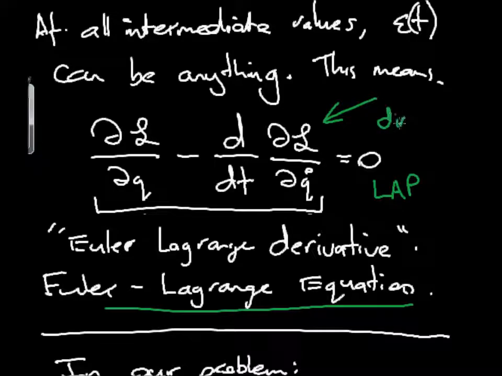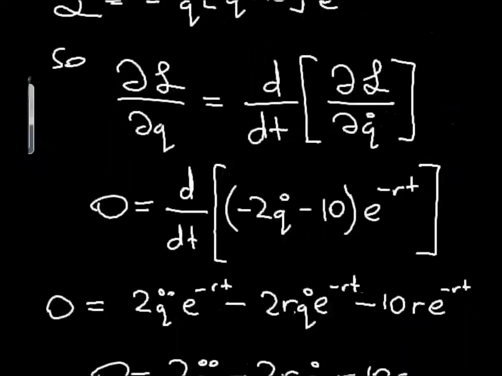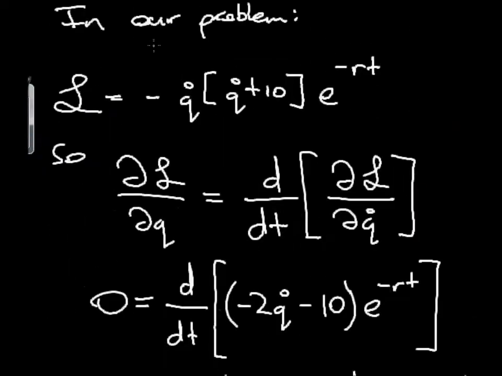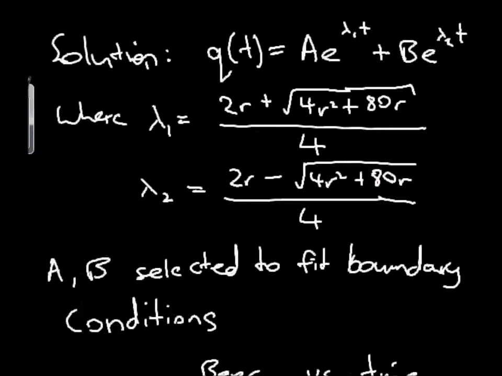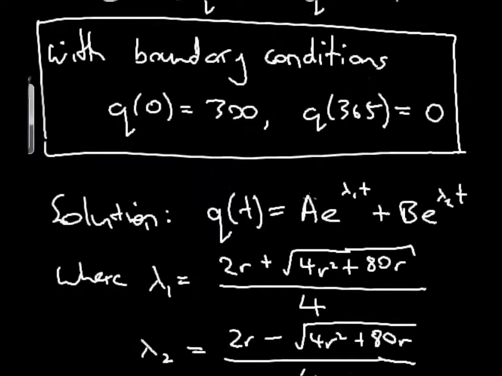So in my little story, dL/dq dot equals 10 plus 2 q dot e to the negative rt, where r is the daily interest rate. So dL/dq is just 0, and we have a linear second-order differential equation with constant coefficients. These lambdas represent solutions to the characteristic polynomial. There is just one choice of constants, A and B, that satisfy the boundary conditions.